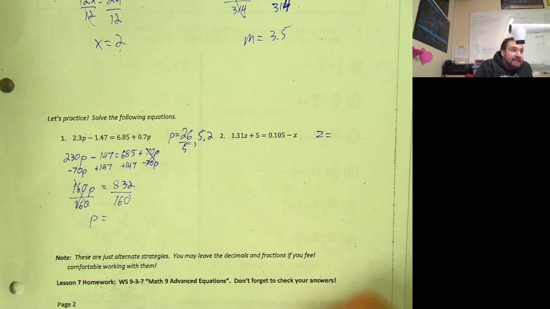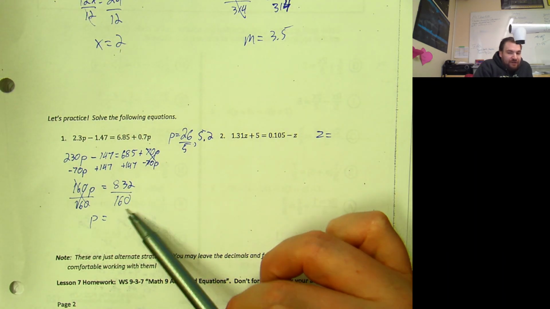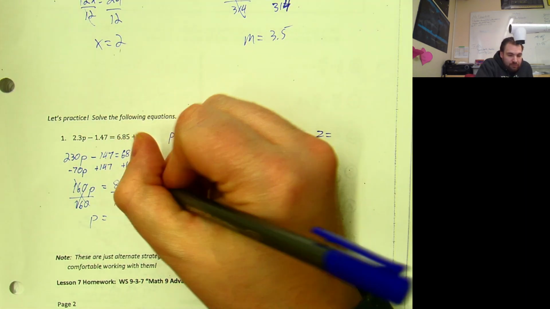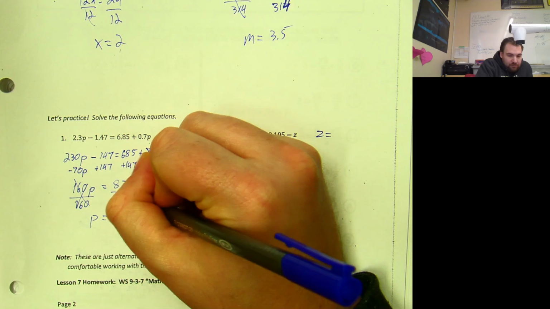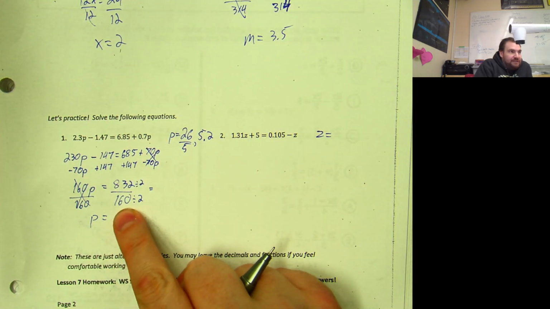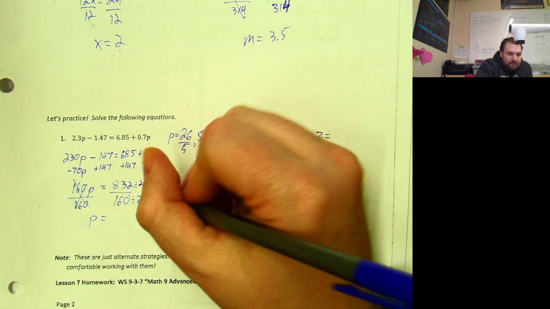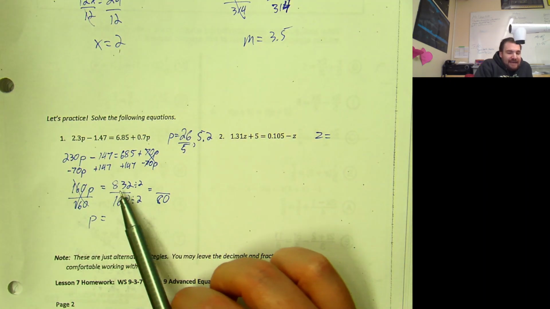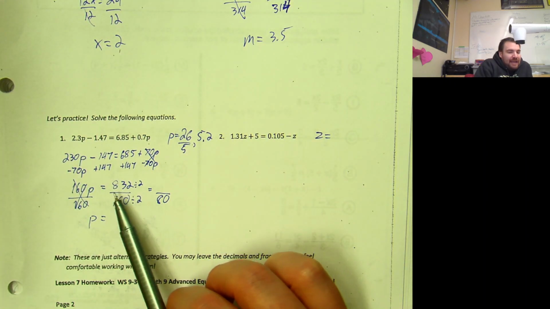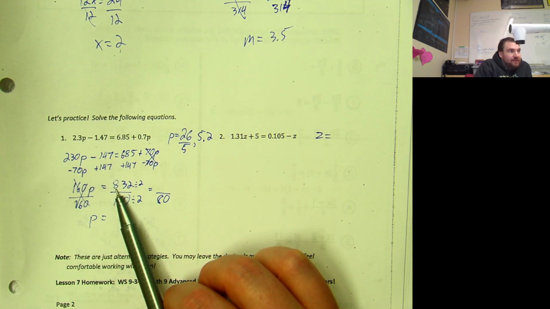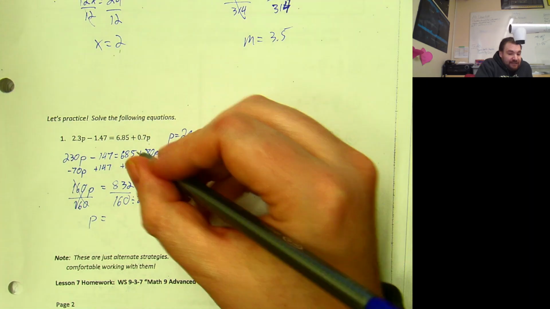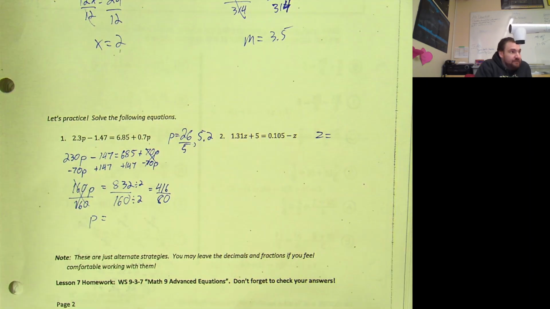I can start immediately dividing by things to reduce this fraction. 832 and 160 are both divisible by 2. 160 divided by 2 is 80. Because 16 divided by 2 is 8, so 160 divided by 2 has got to be 80. 832, this is a nice one to do. 800 divided by 2 is 400, and 32 divided by 2 is 16. So I can just go straight to 416.